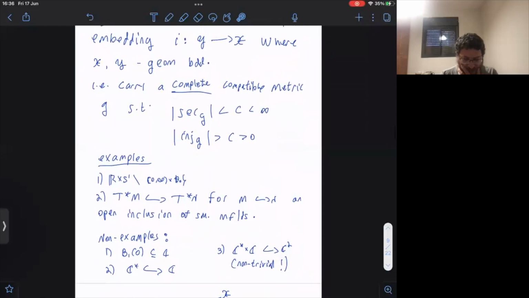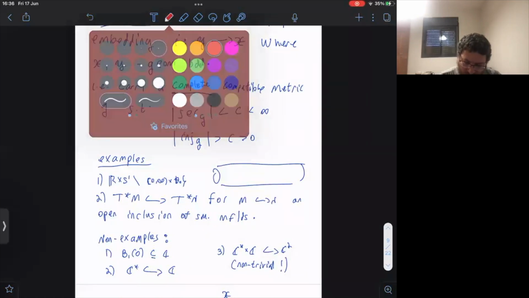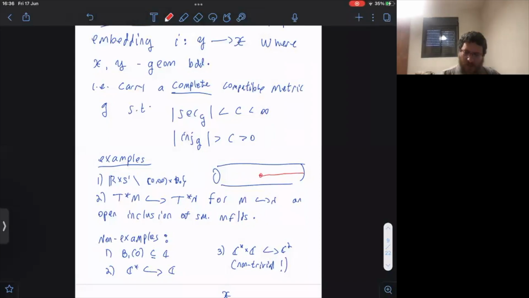So let's see examples. An example of something like this is if you start with the cylinder and you remove a ray. Let me just draw a picture. So you just remove a ray. Then you can see that the inclusion of the complement of the ray into the cylinder is itself symplectomorphic to a cylinder. So it satisfies our definition.